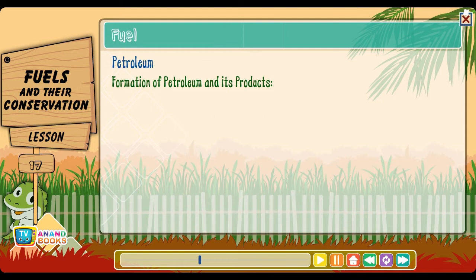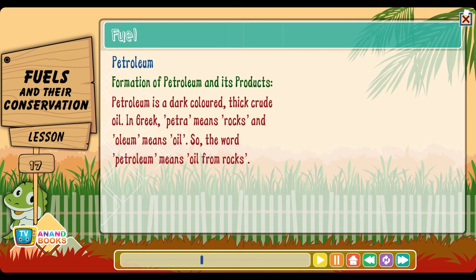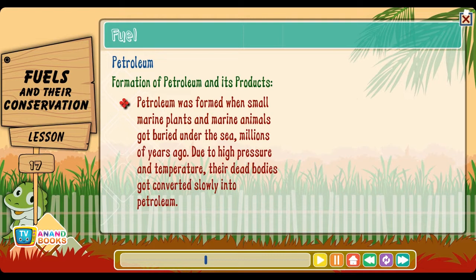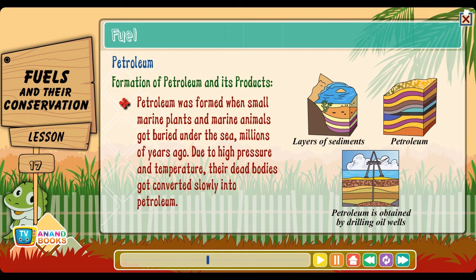Petroleum is a dark-colored, thick crude oil. In Greek, petra means rocks and oleum means oil. So the word petroleum means oil from rocks. Petroleum was formed when small marine plants and marine animals got buried under the sea millions of years ago. Due to high pressure and temperature, their dead bodies got converted slowly into petroleum.